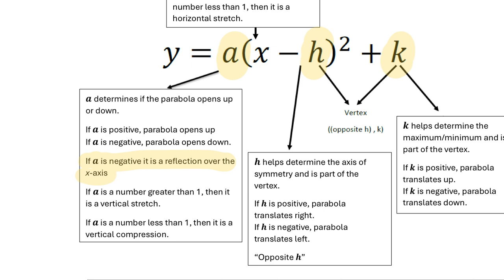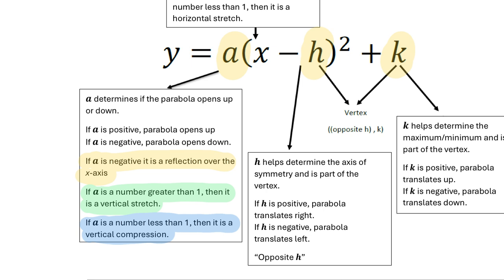Okay. If A is a number greater than 1, then that's a vertical stretch. And if A is a number less than 1, then it's called a vertical compression. Okay. So those are the three things that A does.